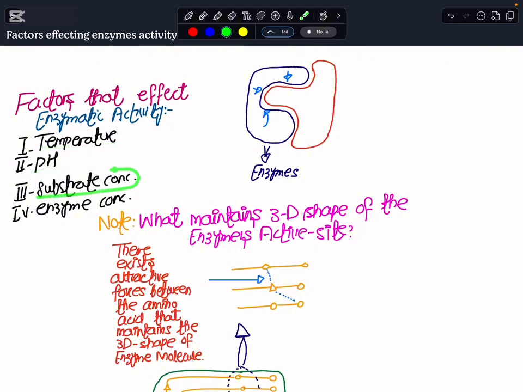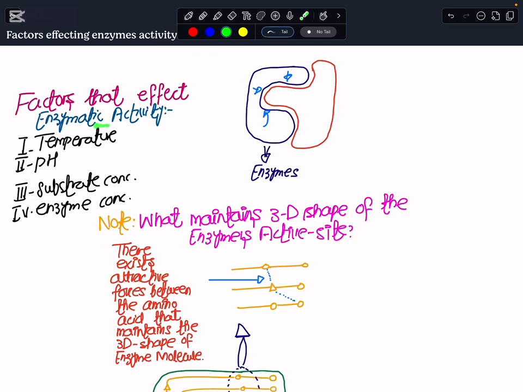After the pH comes how much substrate we have, and then how much enzyme we have, or the enzyme concentration. As far as the word concentration is concerned, you just need to know that if I take a beaker with a volume of 1 liter, or 1 dm cube, how much of the enzyme or substrate is available in that 1 dm cube? This is the concentration. So these four factors decide the enzymatic activity.